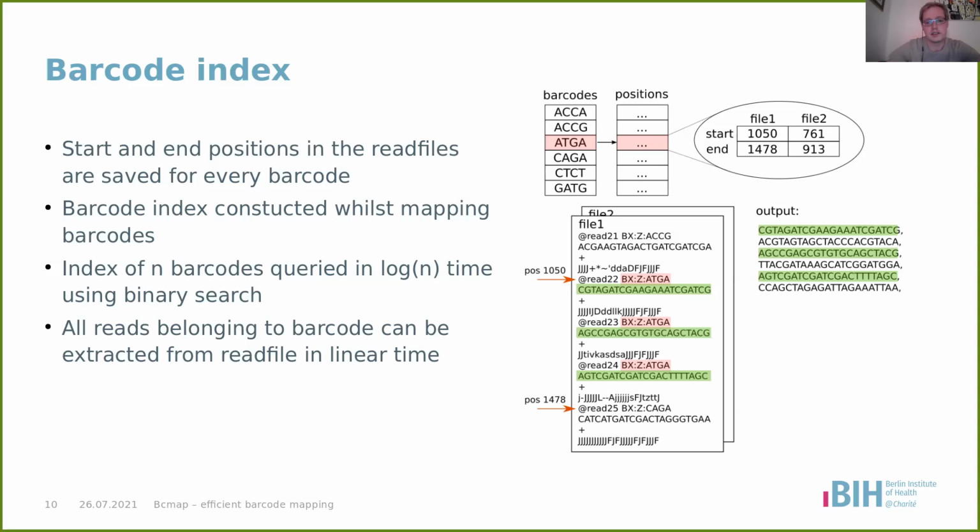Our other result is the barcode index. In this, we simply have a table of all barcodes that are present in the data, and for every barcode, we have saved their positions in the read file, the start and end positions. When we query it, we use a binary search, so we can query it in log n time. We can then extract from the read files all reads belonging to the barcodes in constant time with respect to the amount of reads that are present for the respective barcode.